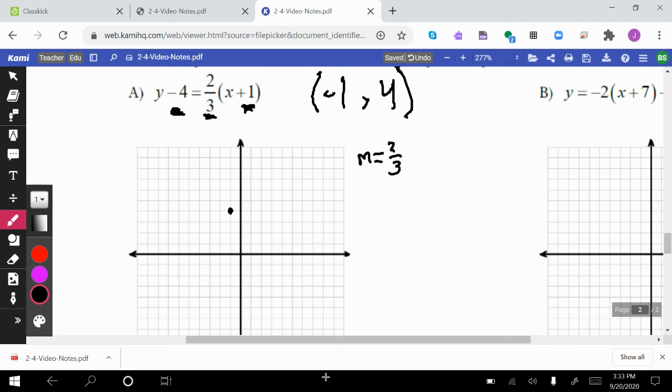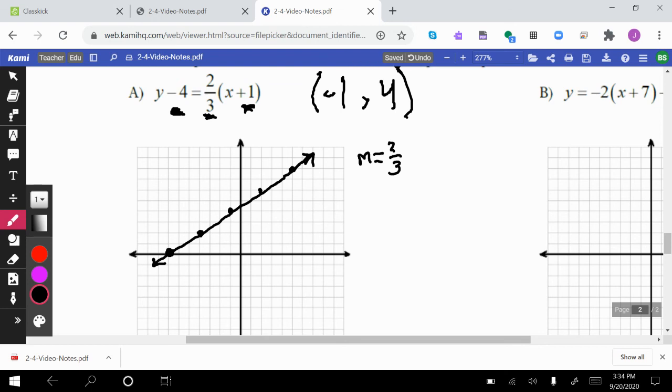1, 2, 3. Up 1, 2, over 1, 2, 3. I'm also going to go down 2 and over 1, 2, 3. And let's just do it one more time. Down 2, over 1, 2, 3. Okay, and then I'm going to just connect all of these points. Draw my arrow at the end. And that's our line, okay?